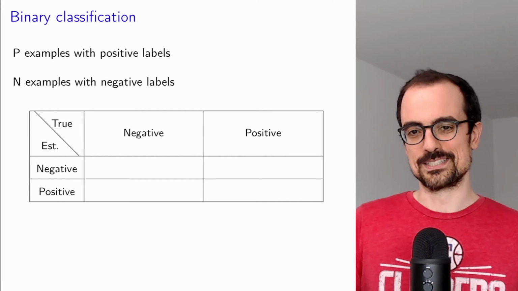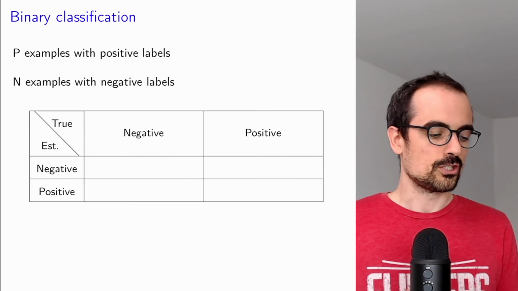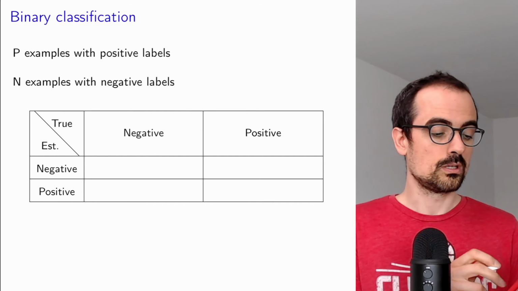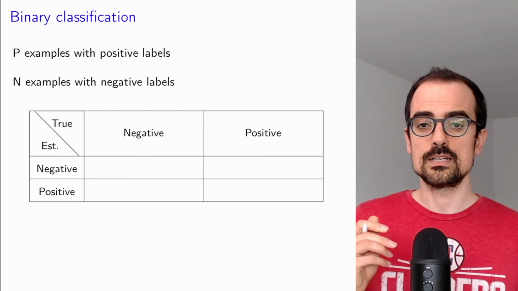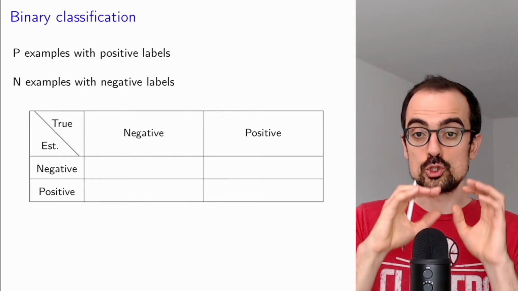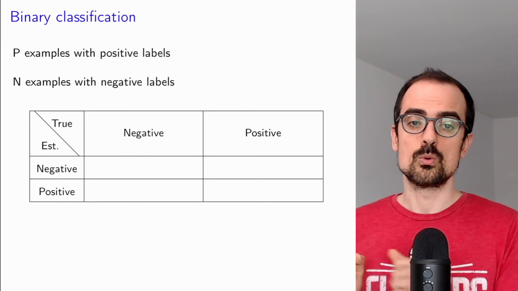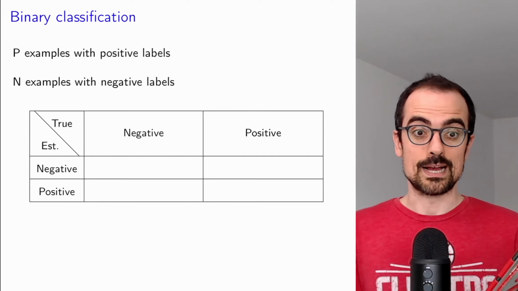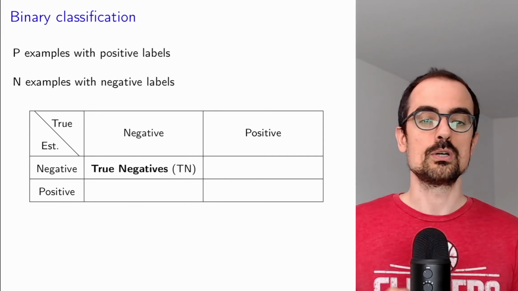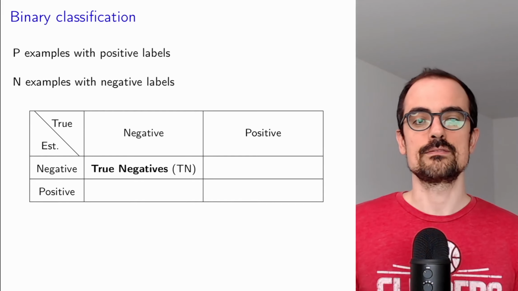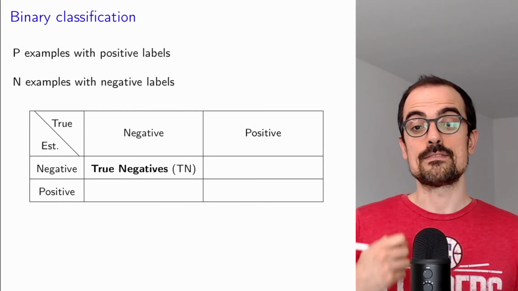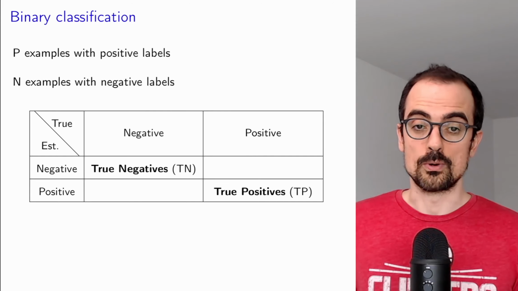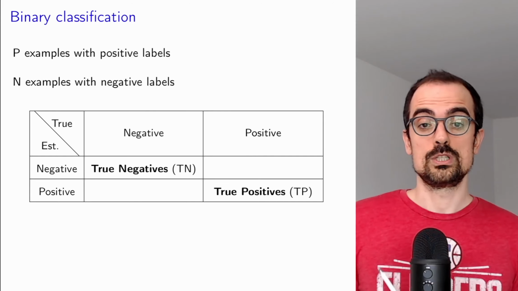I'm using "examples" way too much in our scenario of interest, let's say. So we can set up a confusion matrix where we're going to be able to separate between two different ways of being right and two different ways of being wrong. What are the two different ways of being right? Well, we can have a negative data point that we are correctly identifying as negative. That's called a true negative. And we can have a positive data point that we're correctly identifying as positive. That's a true positive.